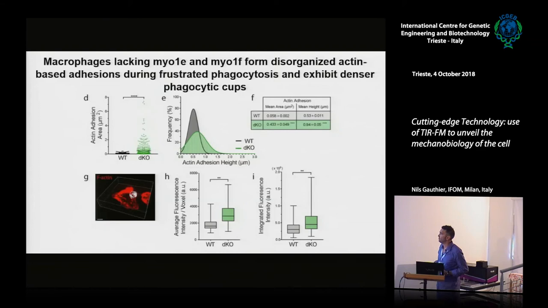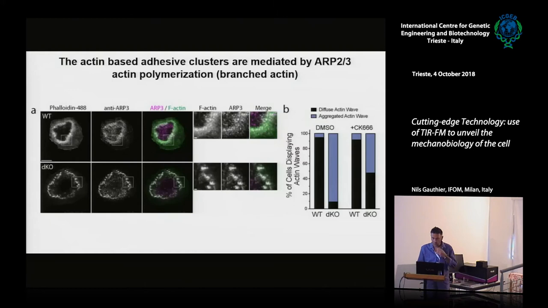Then we showed that the actin polymerization was also much more increased, compared to the case of normal phagocytosis, by doing confocal analysis and 3D reconstruction. Actin polymerization is dependent on ARP2-3. In that case, we show it by using first colocalization between ARP2-3 and actin here and myosin. And we show also by using a drug that kills ARP2-3, CK666, you can revert the phenotype.